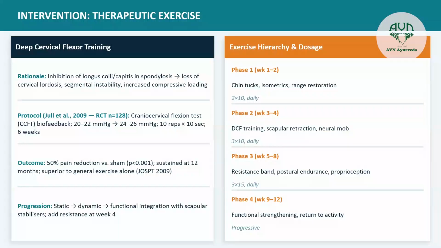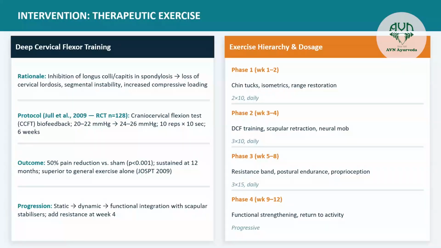The outcome measure has mentioned that there has been a 50% pain reduction on giving the deep cervical flexor training initially, before we move on to the exercise session. Say, for example, we are moving on to the 4th day or 5th day. So the hierarchy and dosage include phase 1. We can include chin tucks, isometrics, and range restoration techniques.